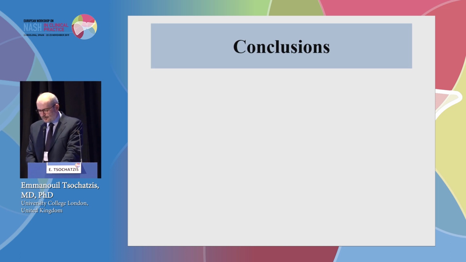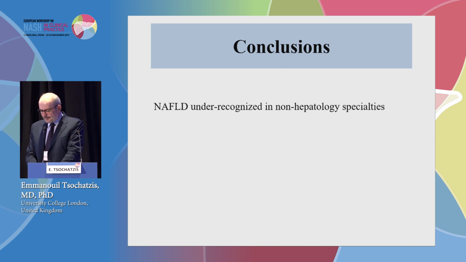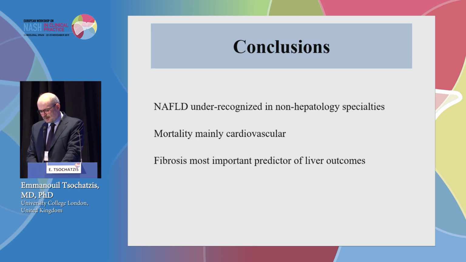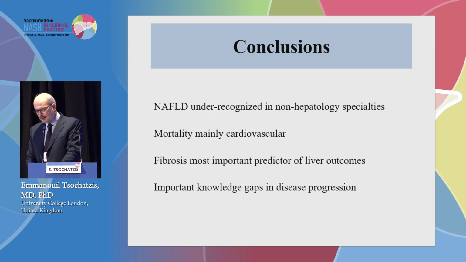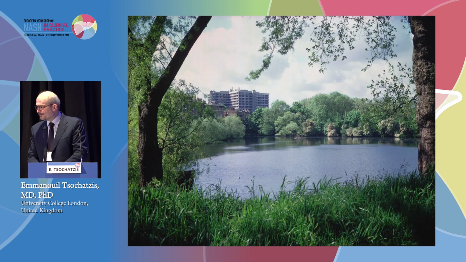So in conclusion, fatty liver is currently under-recognized in non-hepatology specialties. The mortality is mainly cardiovascular. Fibrosis is the most important predictor of liver outcomes, and we need algorithms to select and follow up these patients. And there are still important knowledge gaps in disease progression, and we hope that in the next 5 years we will be able to fill them as much as possible. Thank you.